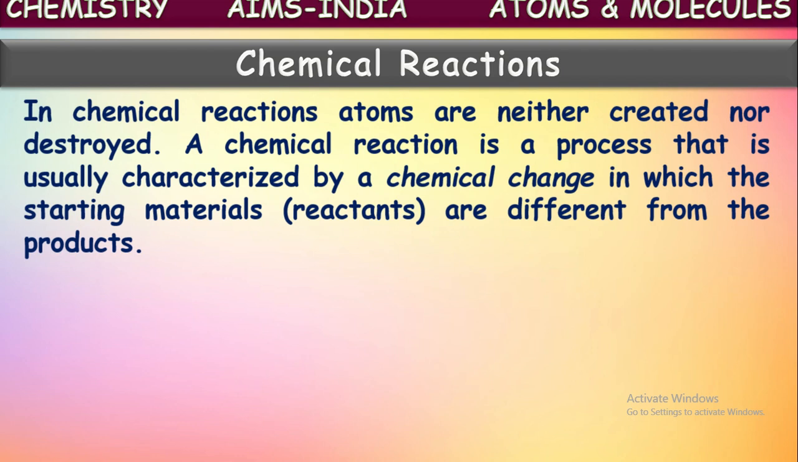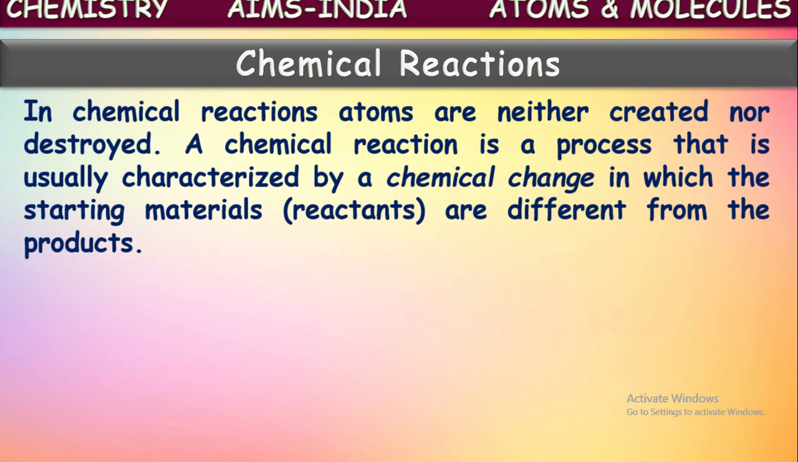These atoms are the smallest particles which participate in chemical reactions. So these atoms will be rearranged. Initially they will be in a certain compound form. When they undergo a chemical reaction, these compounds rearrange their atoms so that new compounds are formed. So a chemical reaction is a process usually characterized by a chemical change in which the starting materials are different from the products.